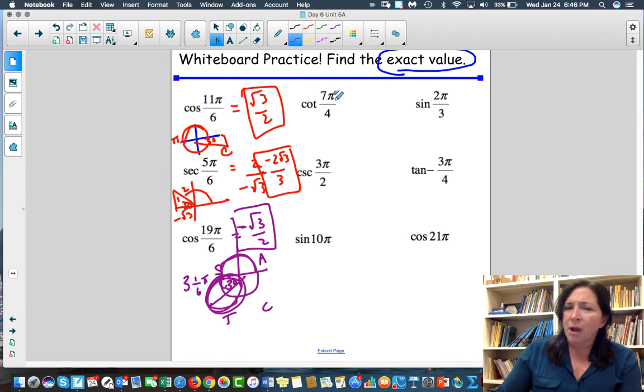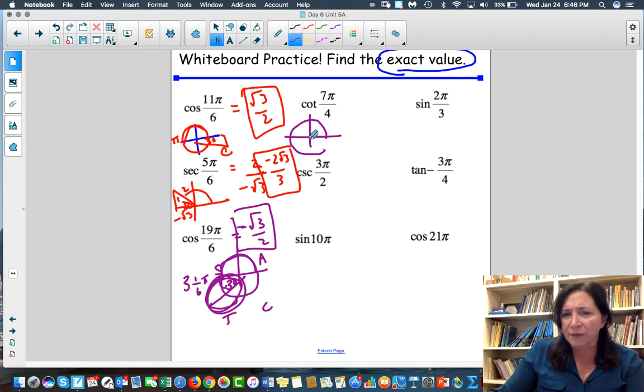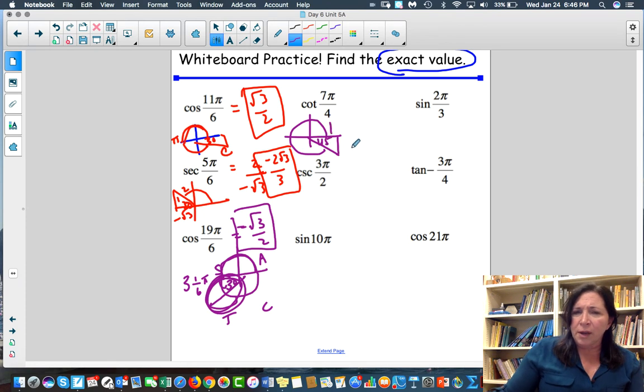Cotangent of 7 pi over 4. That's 4 goes into 7, 1 and 3/4. So let's figure that out. So here we go, 1 and 3/4 of the way. Okay, so this is a 45-degree reference. So you've got your 1, -1, and then your square root of 2. Now, tangent is opposite over adjacent. Cotangent is adjacent over opposite. So 1 over -1 is -1.